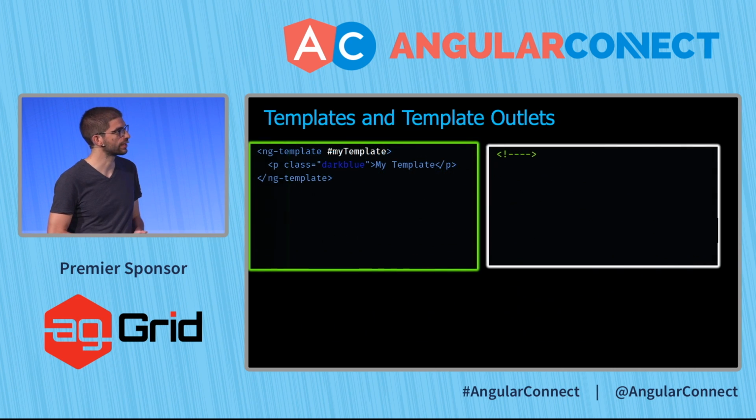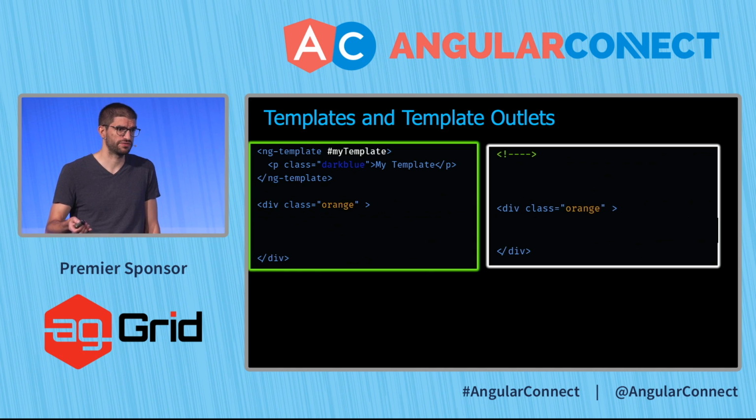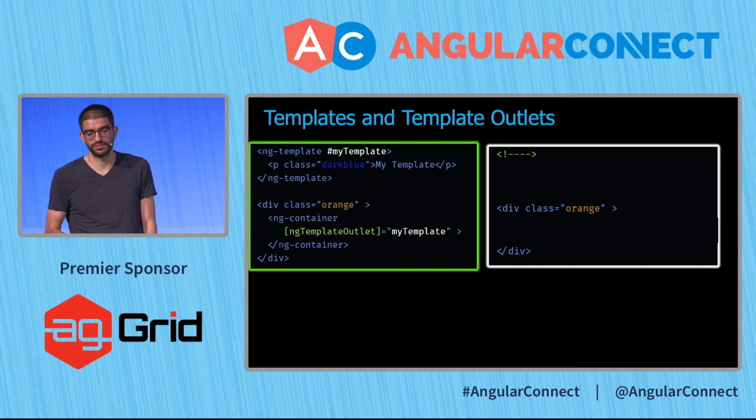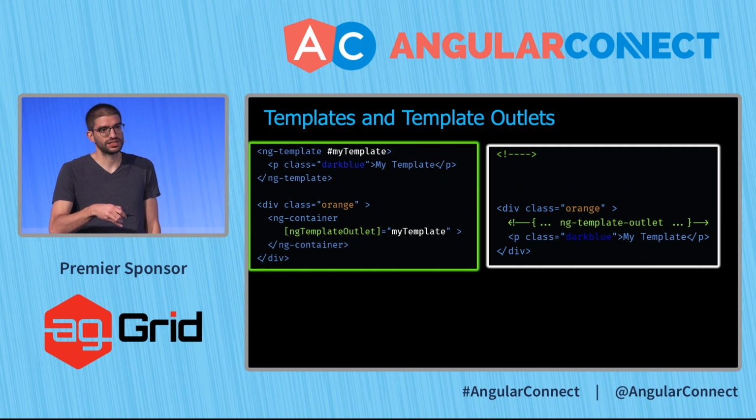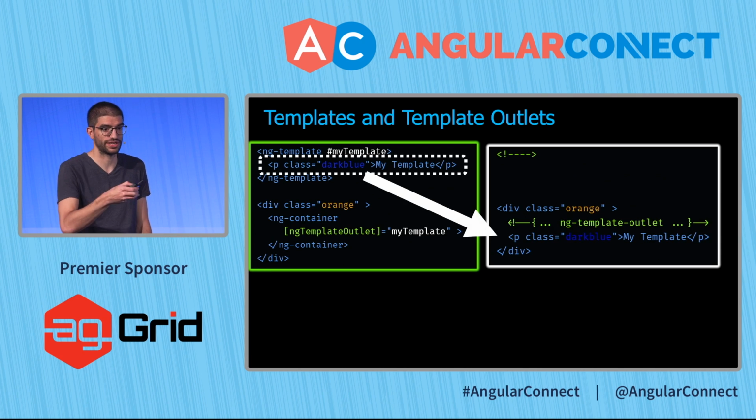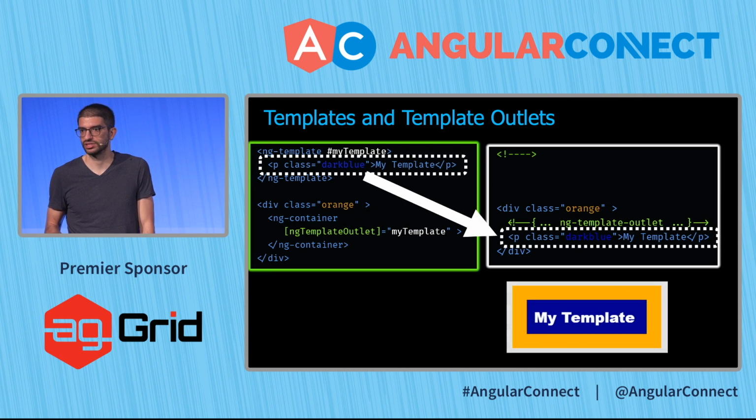Then if we have a look at how this will be rendered, the template itself doesn't get put into, I guess, the rendered output. It will just be there as a comment. Our orange div with the border, that's the same. But then where we had this ngContainer with the outlet, you'll now see the content of your template displayed there. So we've now got our blue box inside the orange one.